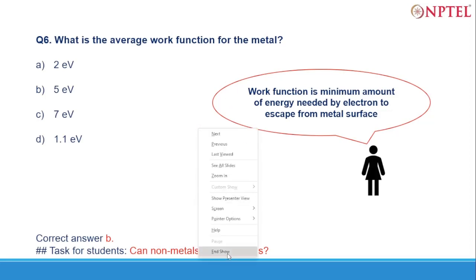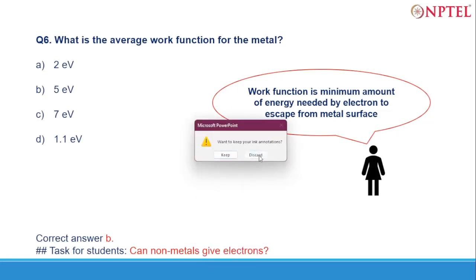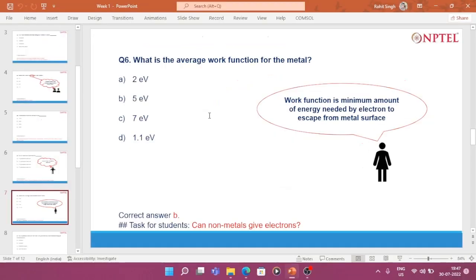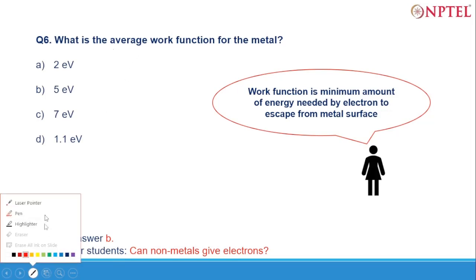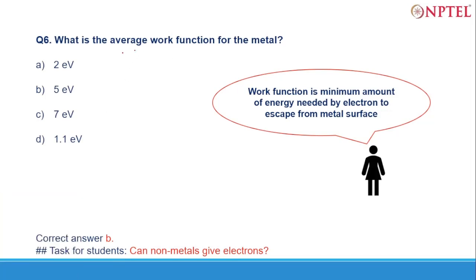Now moving to the next question. Question 6 is basically asking what is the average work function for the metal. So we have to first understand what the work function is. Work function is basically the minimum amount of energy that is needed to make the electron escape the surface. It is a metal surface.